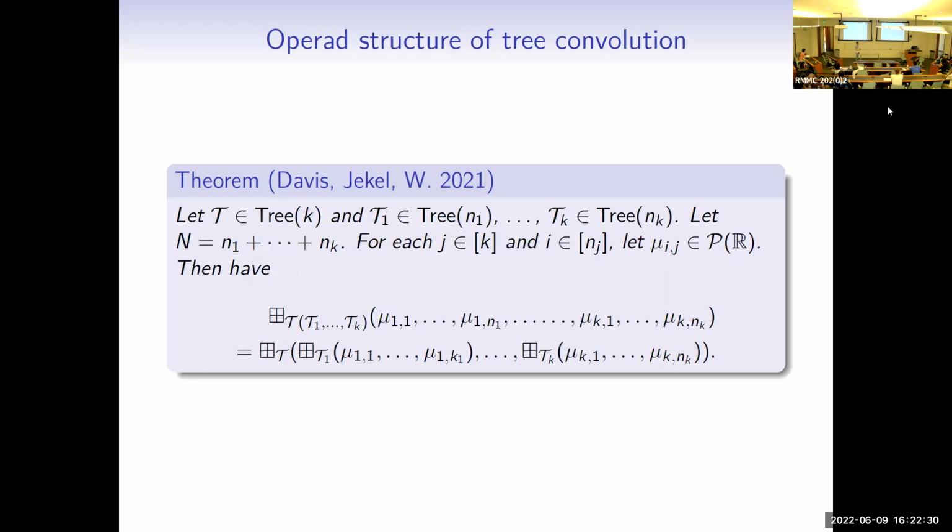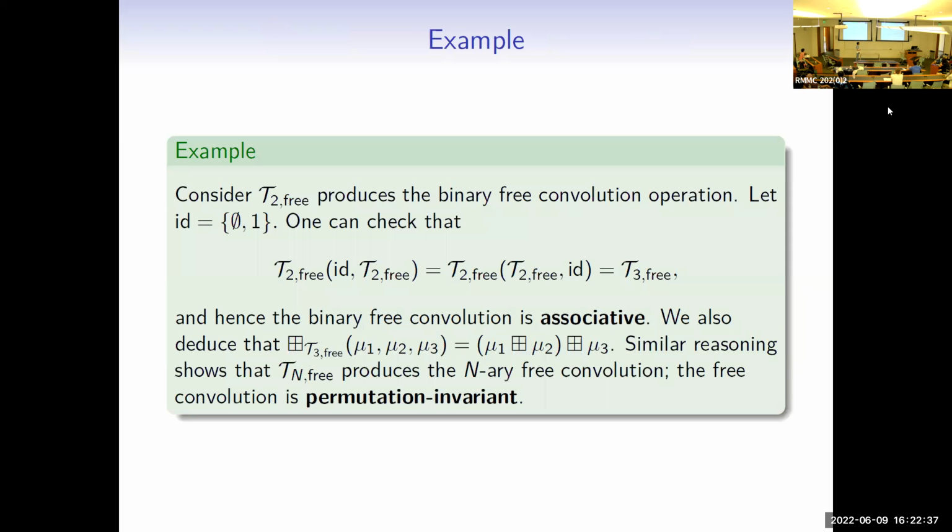Using this, we can find out the properties for the free, Boolean, and monotone convolutions. For instance, for the free case, if we consider T2 free and a very simple tree which just has a root and 1, then you can figure out this composition has the following relationship, where you can swap these two trees, which implies that the free convolution is associative. Also, using this, we can find out the permutational invariance. This can be done for the Boolean case and the monotone case. So that's why the tree convolution and this operator structure are very important to understand different independencies.